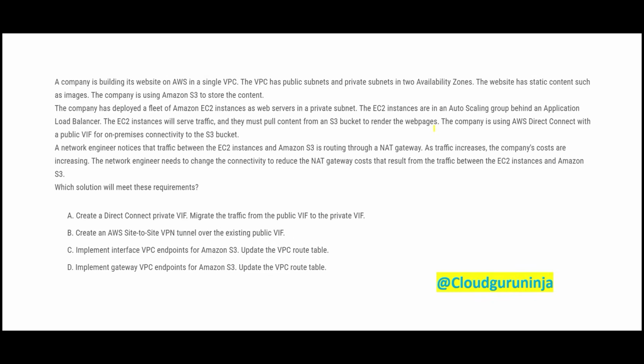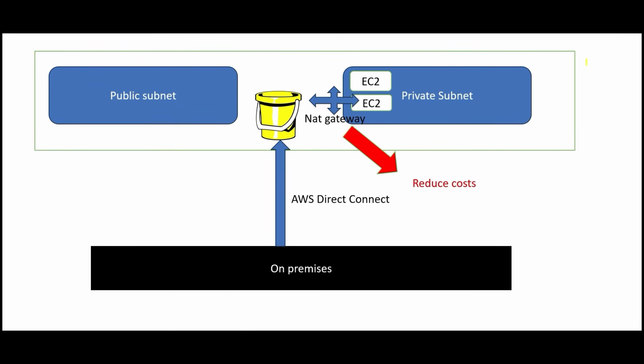See, we have this next question here. So people are building a website and they have, see, one VPC. This outer box is the VPC. And inside they have a public subnet and a private subnet. Inside the private subnet they have EC2 instances, and these EC2 instances are talking to this bucket. You see the yellow bucket, this is an S3 bucket. These EC2 instances talk to the S3 bucket because the S3 bucket has images. And how are they talking? They are talking using NAT gateway. And then between on premises and S3 they have Direct Connect already set up.